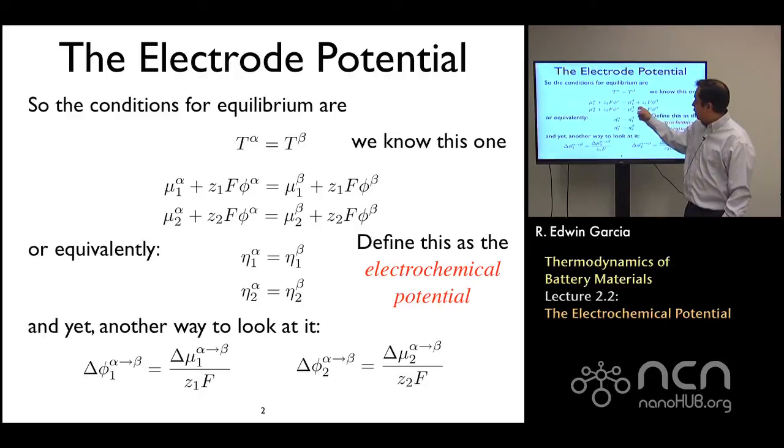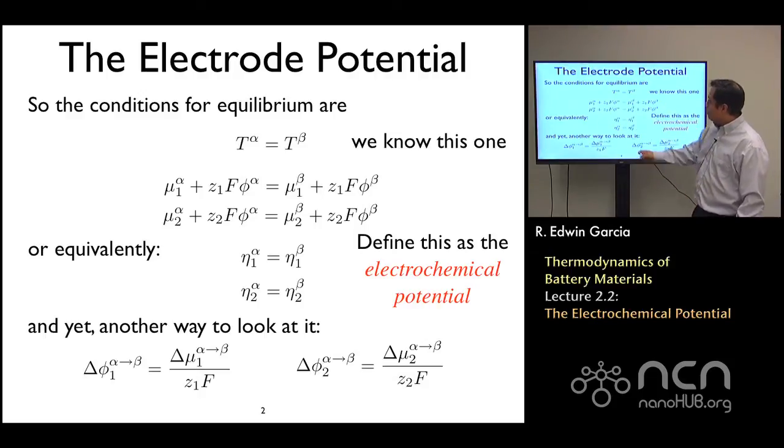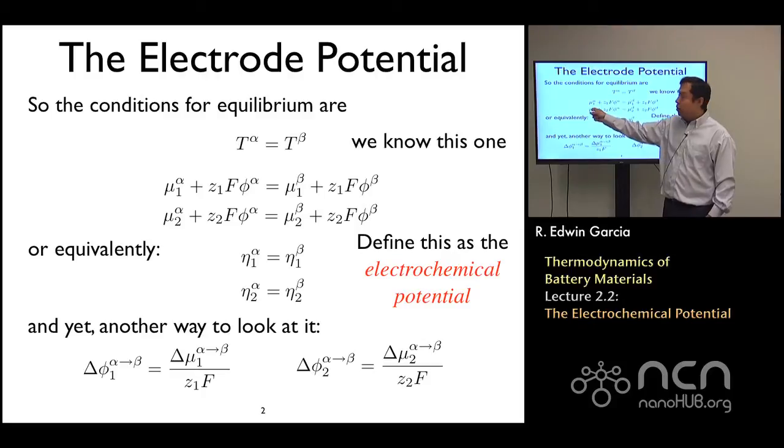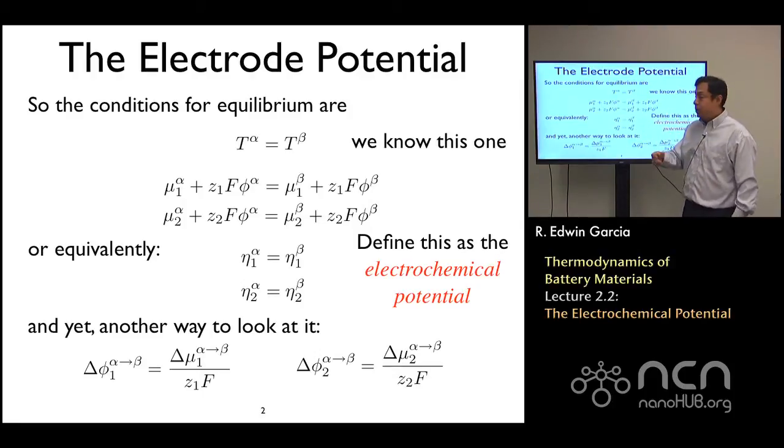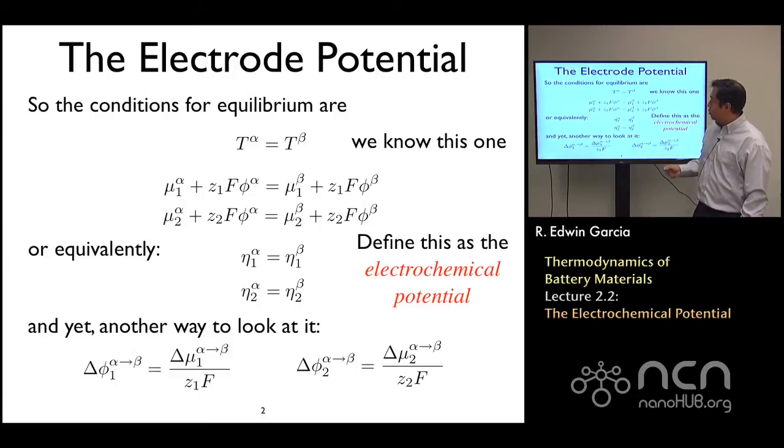If we have phase alpha and phase beta in contact, their chemical potentials are not equal to each other, but it's the quantity called the electrochemical potential that is uniform across the two phases, meaning that if you have a chemical potential difference between phase alpha and phase beta, a voltage difference will develop, and that's what we refer to as the material potential, so that this relationship for both component 1 and component 2 holds.